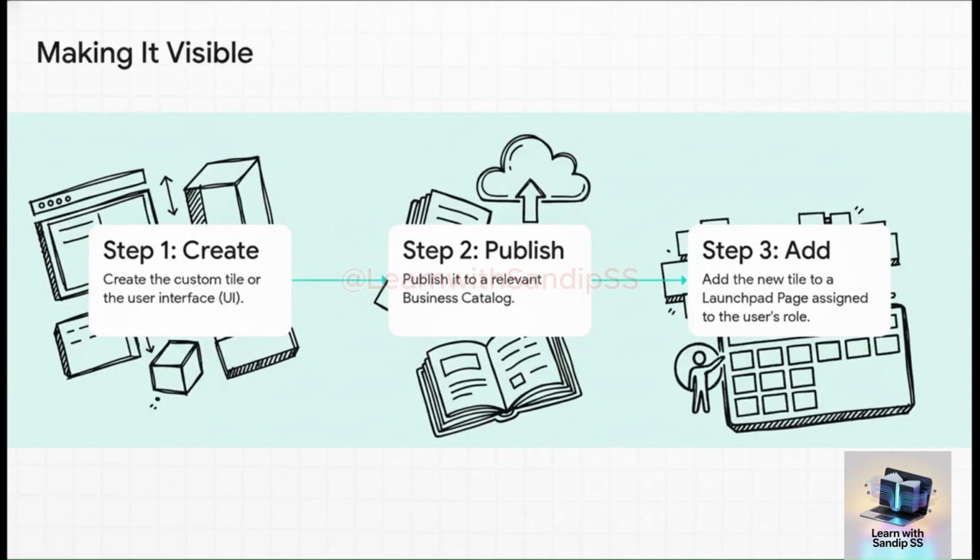Of course, building something new is only half the battle. You have to make sure the right people can actually see and use it. And that's a simple three-step dance. First, you create the UI, then you publish it to a business catalog, and finally, you add it to a Launchpad page that's assigned to the correct user roles.